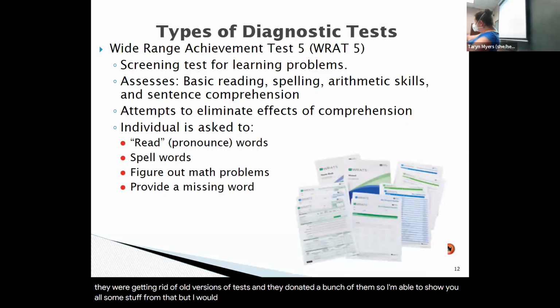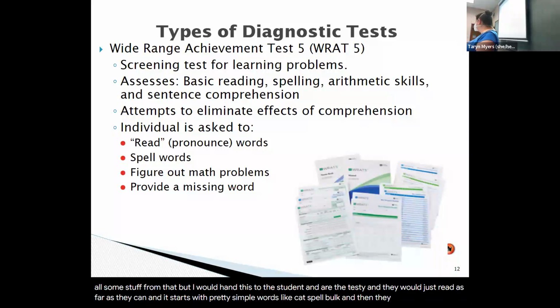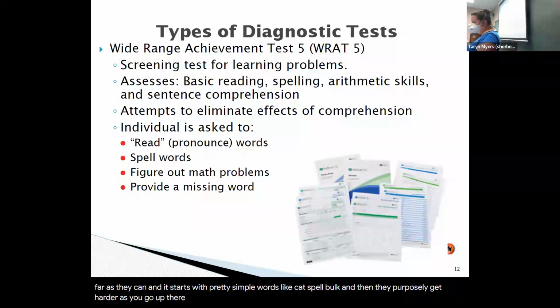But I would hand this to the student or the testee, and they would just read as far as they can. And it starts with pretty simple words like cat, spell, bulk, and then they purposely get harder as you go up. There are 42 words. The second to last one is disingenuous, right? So things that are harder to sound out.